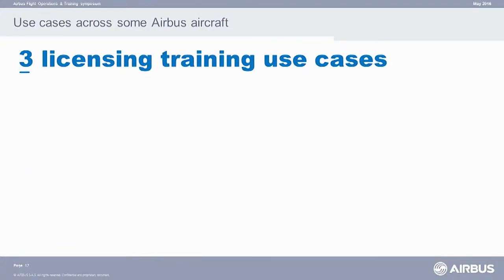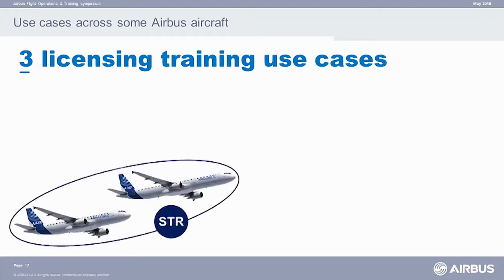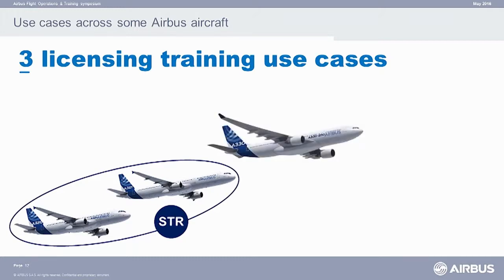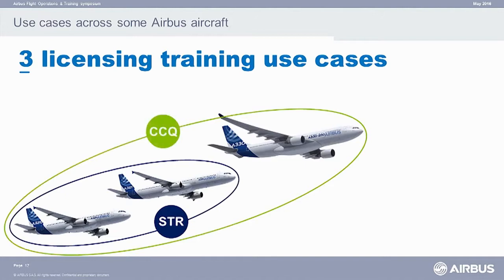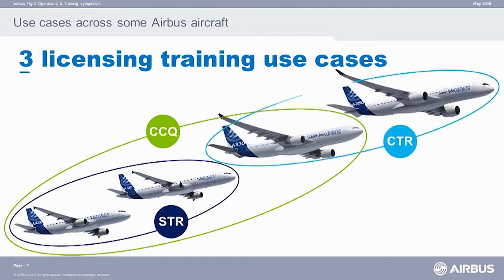So, 3 licensing training use cases to understand. The first one will be between the A320 and the A321 for a same type rating. The second one is between the A320 and the A330, cross-crew qualification. And the third one will be between the A330 and the A350 for common type rating.